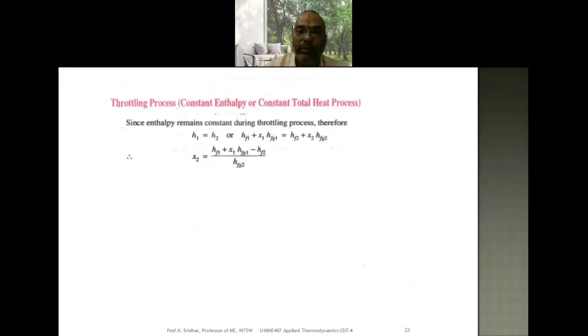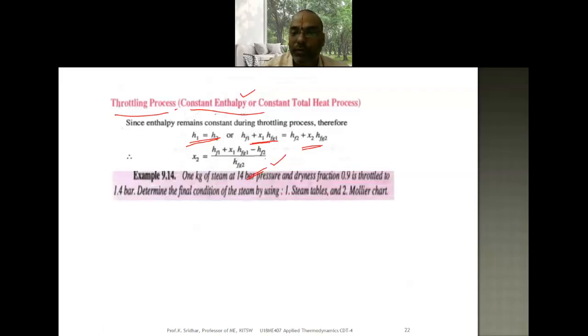Next, the last important process is throttling. Throttling is also known as the constant enthalpy process. Whenever you have throttling, which is a constant enthalpy process, H1 is equal to H2. When we assume that the initial condition is wet steam and the final condition is also wet steam, then the x2 value is found by using the above formula.